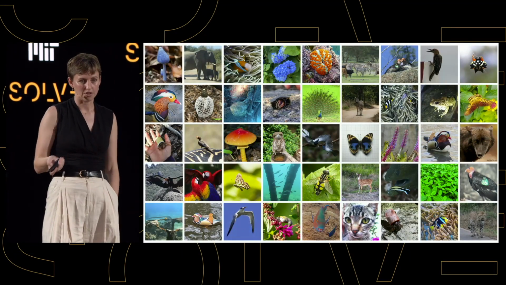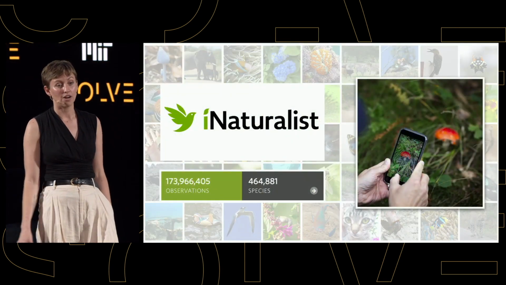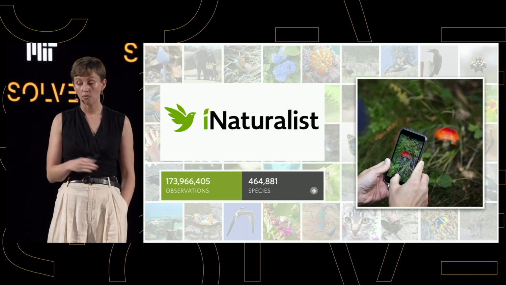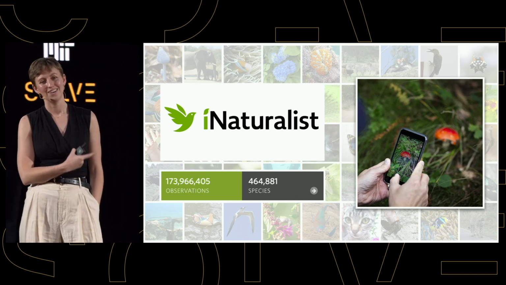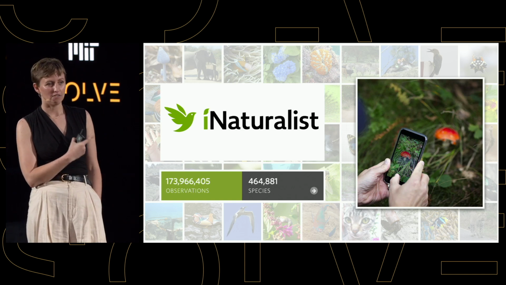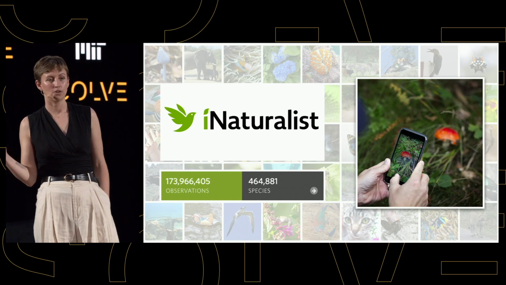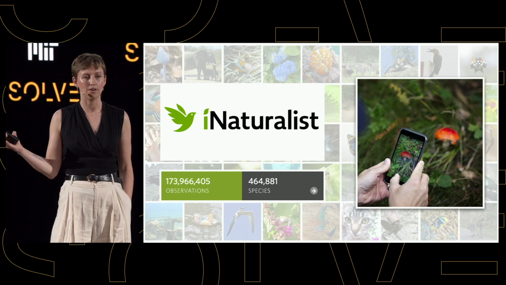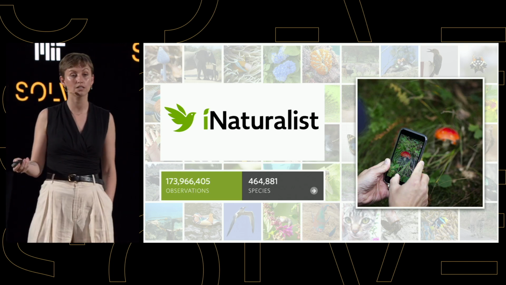So these are all images from iNaturalist. And iNaturalist has now collected over 173 million observations of species, over 460,000 species. This is actually now 95% of all of the biodiversity data that we have collected throughout history. So just enabling passionate community members to go out and be a part of this system, to be a part of understanding biodiversity, is clearly incredibly valuable.